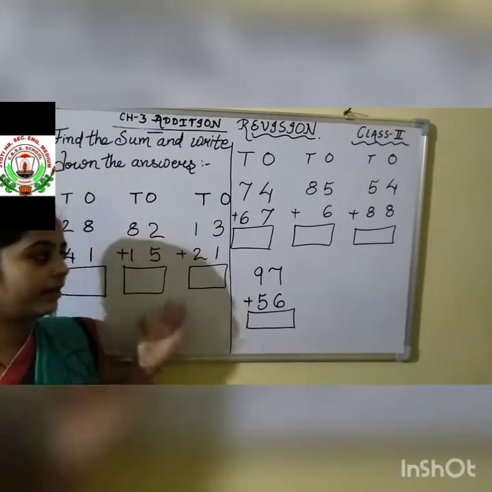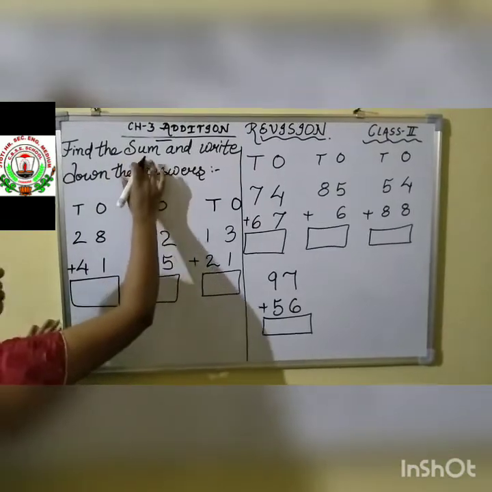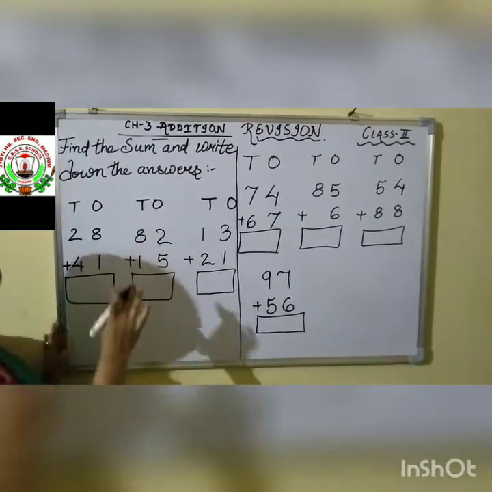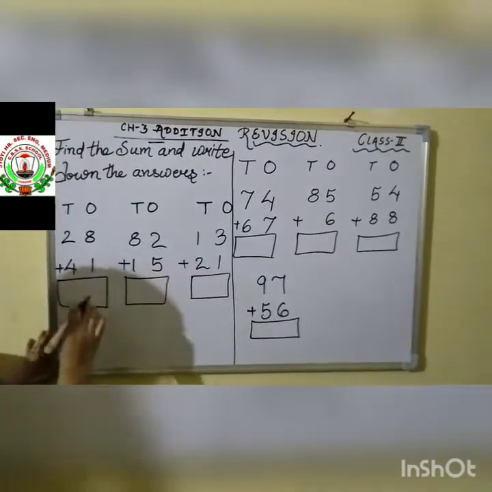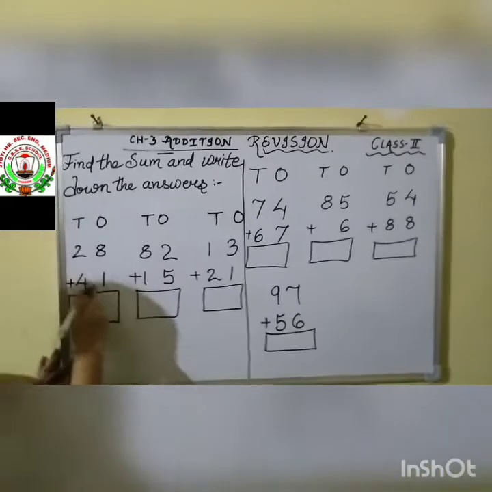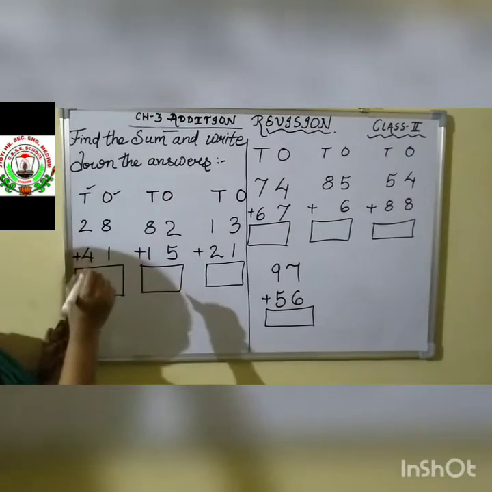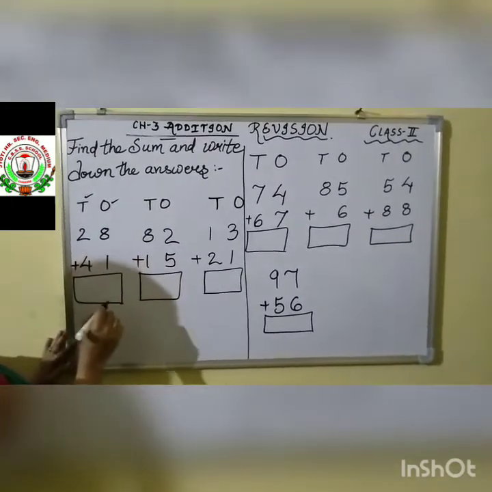So children, let us see some more questions of addition. Find the sum and write down the answers. Find the sum means you have to add the numbers and then get the answer. Let us see children. See, how many digits do the numbers have here? You can see 2 digit numbers, that is, they consist of ones and tens. Okay, these are 2 digit numbers. So how to do the addition? Let us revise it again.